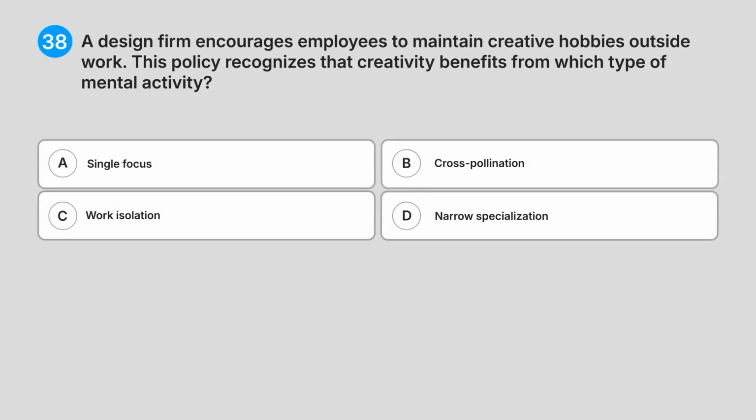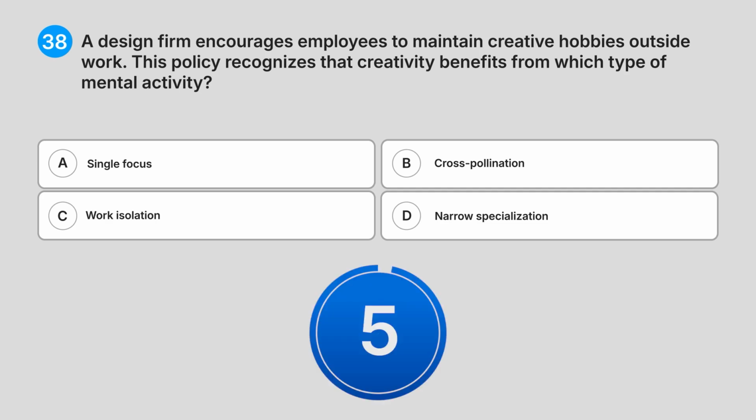38. A design firm encourages employees to maintain creative hobbies outside work. This policy recognizes that creativity benefits from which type of mental activity? A. Single focus. B. Cross-pollination. C. Work isolation. D. Narrow specialization. Can you guess the answer?